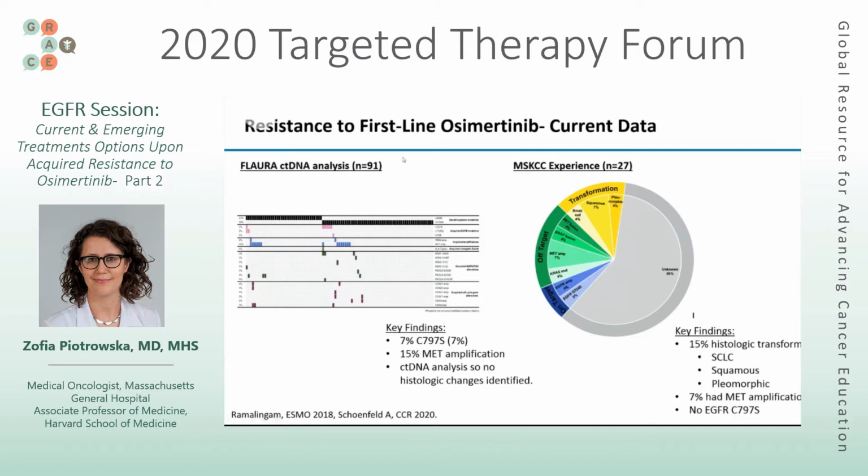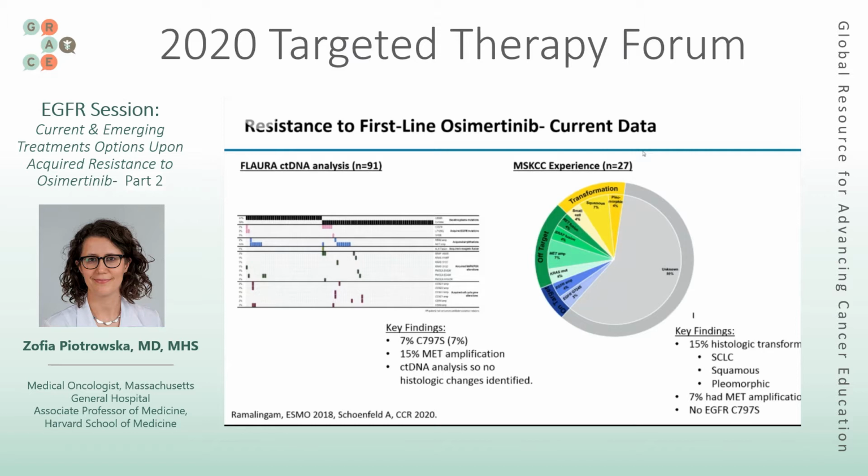But in the Memorial experience, which I've shown here, 27 patients were included, but these were tissue biopsies obtained from patients who had progressed on first-line osimertinib. And here, what was surprising to see was that in total, about 15% of this small cohort had histologic transformations. So we had patients who developed small cell or squamous cell, as well as this pleomorphic carcinoma, which is a more kind of mixed appearing tumor.